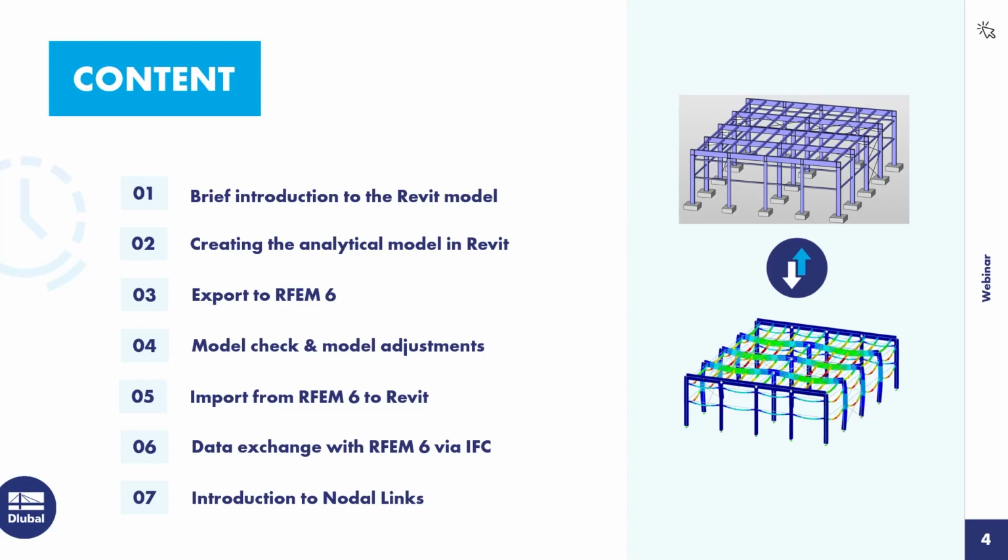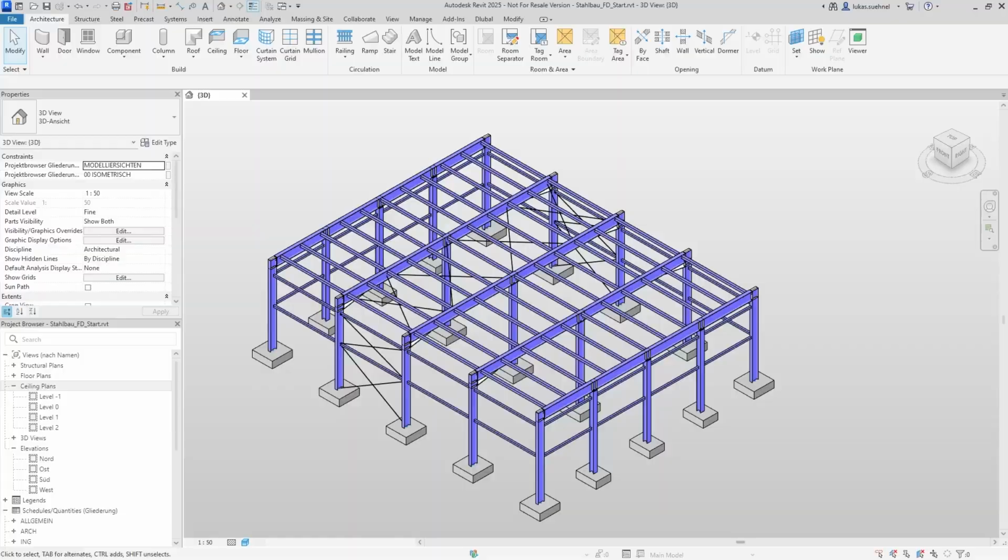So the first 5 points are related to the direct data exchange between Revit and Rfem 6 using our Dlubal plugin. And the next big chapter is the data exchange with Rfem 6 via IFC. And here I also want to show our new object in Rfem 6, the nodal links. With that being said, I want to start with the data exchange via Revit. Therefore, I will open my Revit model.